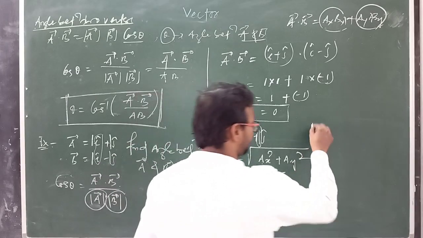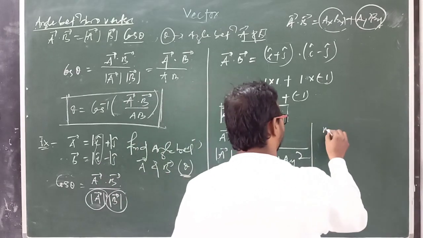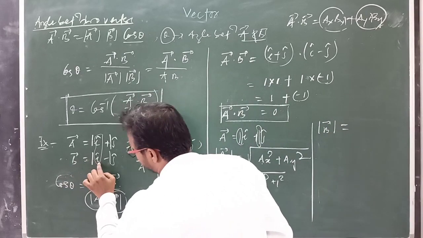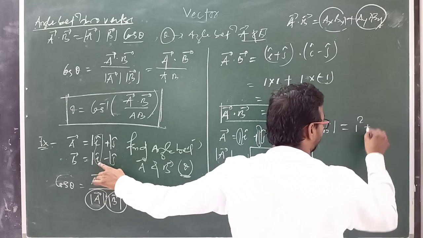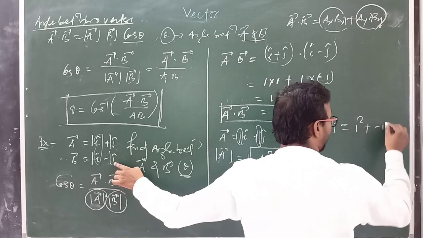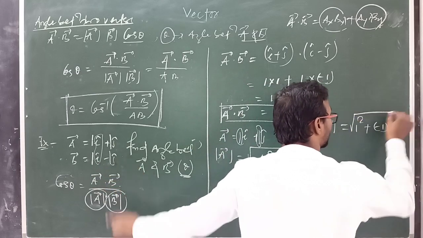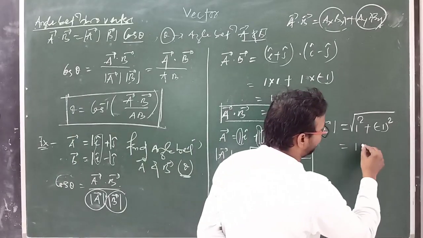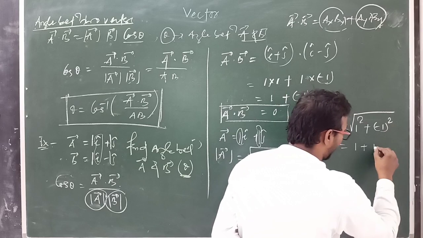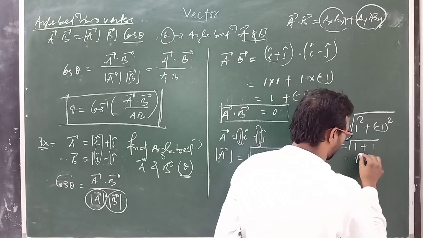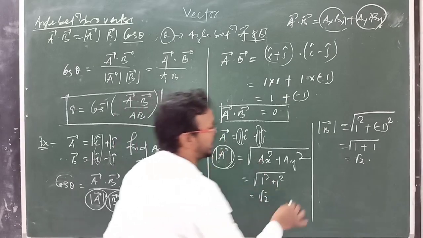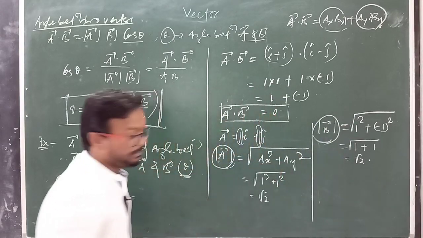Similarly, I am writing the magnitude of b vector. So i cap means 1 square plus minus 1, so minus 1 square, under root. Then we get 1 plus 1, which is equal to root 2. So we got the magnitude of a and the magnitude of b.